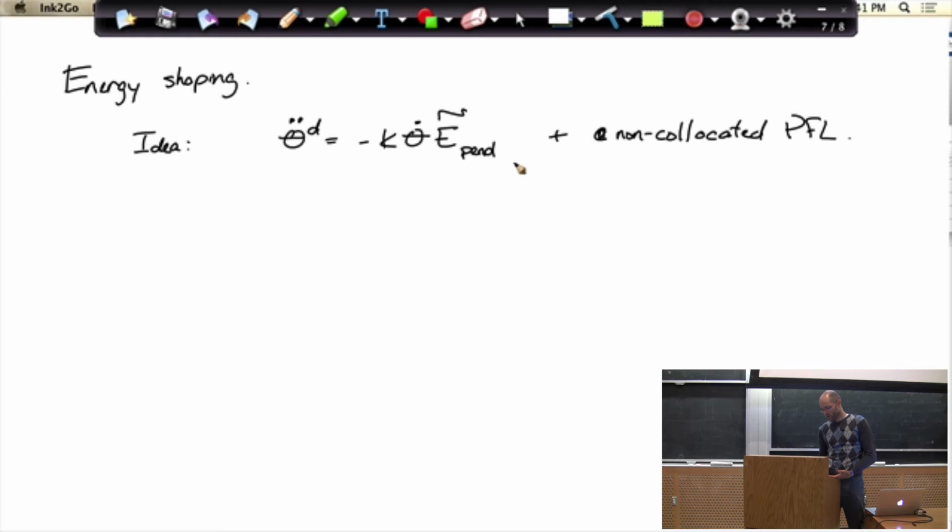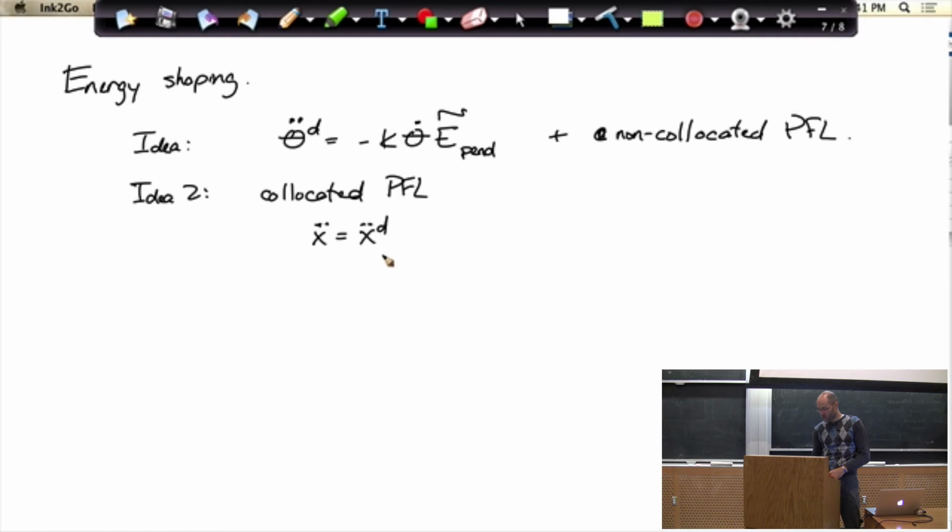It turns out to use collocated PFL, which is nicer, right? It doesn't have any singularities. I'm just going to regulate the energy of the cart. And that gives me, if you remember, my x double dot desired is followed exactly.